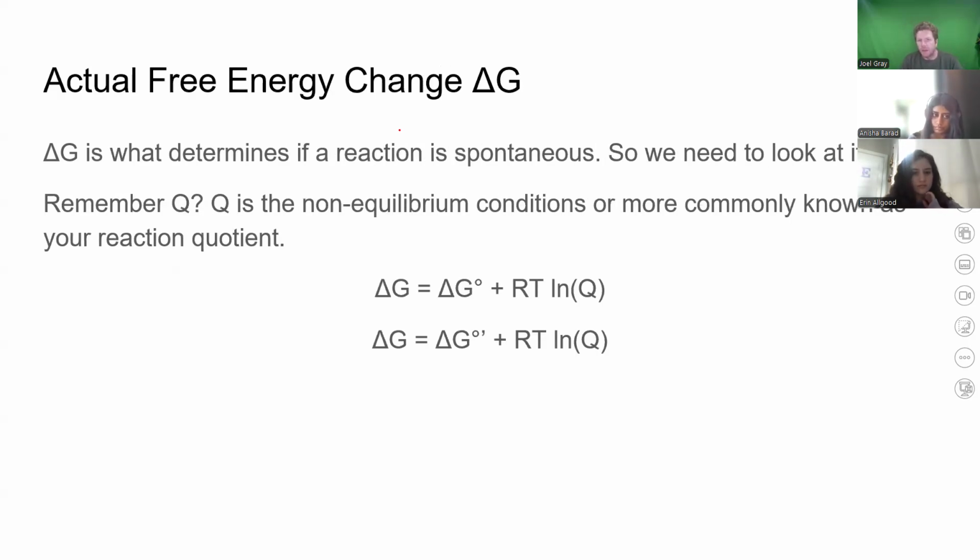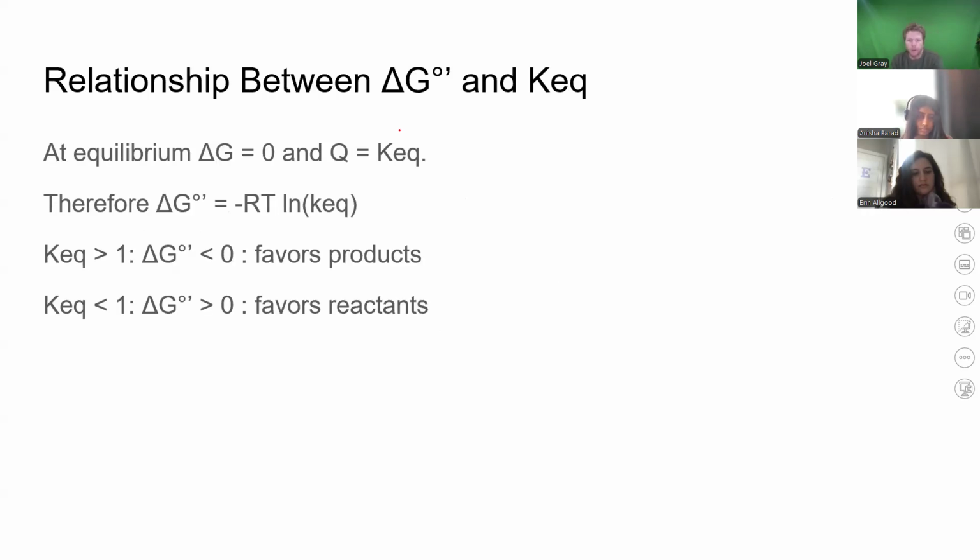What we want to do is figure out the free energy change of a reaction. Delta G is what determines if a reaction is spontaneous. So we've got Q, which is the non-equilibrium condition. This is more commonly known as your reaction quotient. Now, quite a bit of this is just a reminder for establishing context. Hey, you maybe haven't thought about this in at least this semester, maybe two. This is all pertinent and relevant to what we're doing.